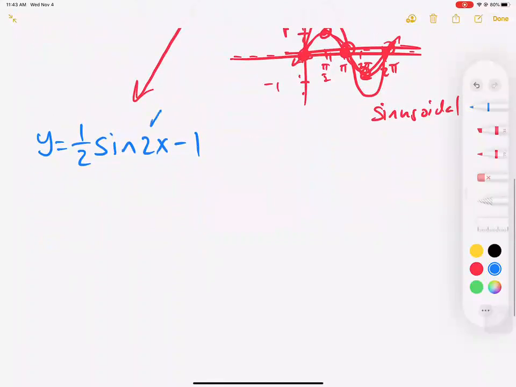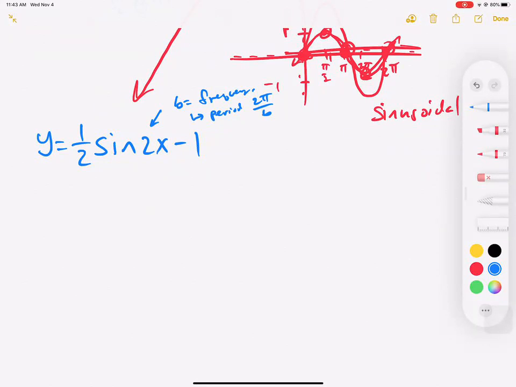Now, we mentioned before that the b value is frequency. And how is that related to a period? It's 2 pi over b. Now, why is that true? Why are frequency and period kind of similar?